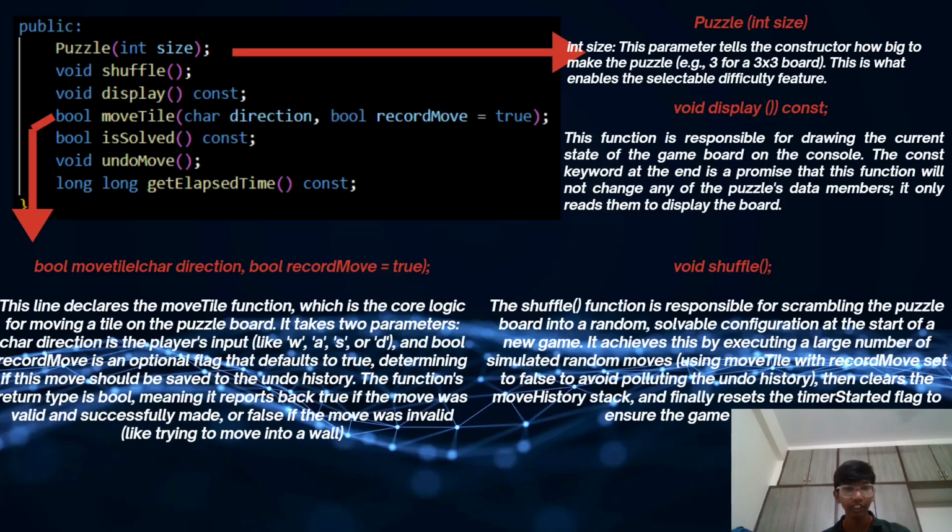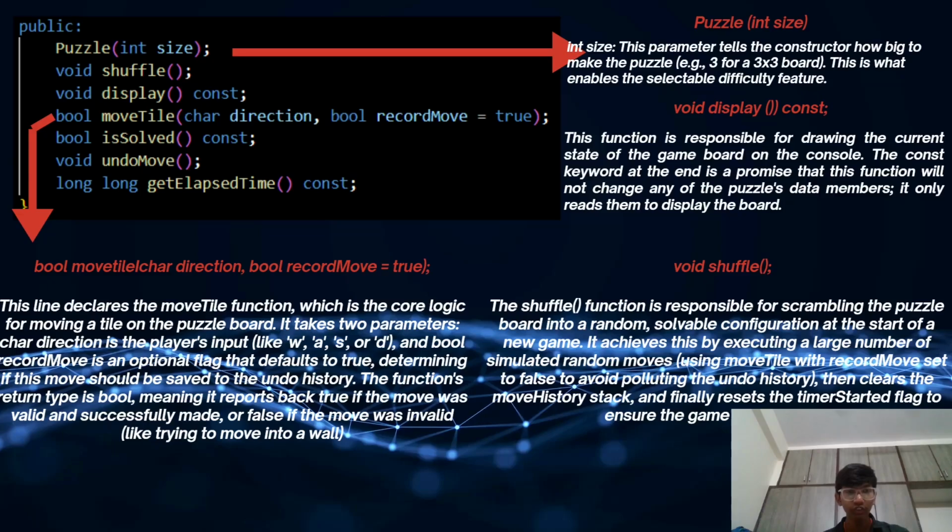It takes a character for direction like WASD, but notice this bool record move equals true. This is a very important trick. When the player makes a move, this is true, but when the game is shuffling, we set this to false. This prevents hundreds of shuffling moves from being added to the undo history. The undo function also uses this false flag to avoid recording an undo as a new move. The rest of the function manages the game state. It itself is a simple check to see if all the tiles are in the correct order or not.